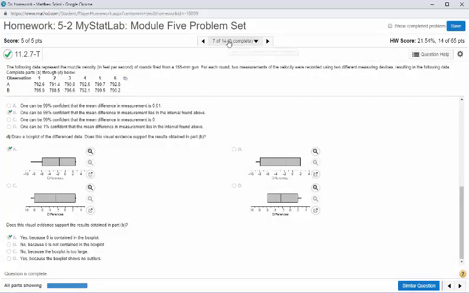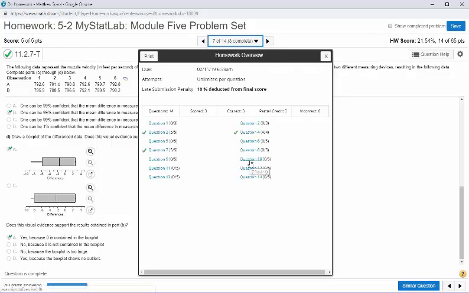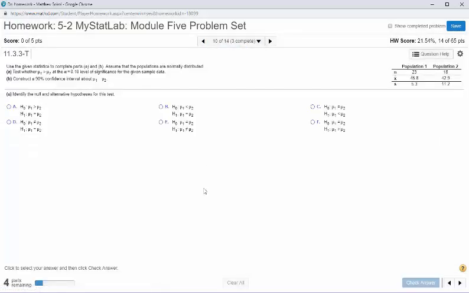All right, let's just do one last one. So let's switch to problem 10 now. All right, so over here I've got two populations. And here you'll notice x bar, we have a sample mean. So this is going to be a problem related to a mean. So use the given statistics to complete parts A and B. Let's assume the population is normally distributed. So test whether the average 1 is greater than average 2 at the 0.01 level of significance.